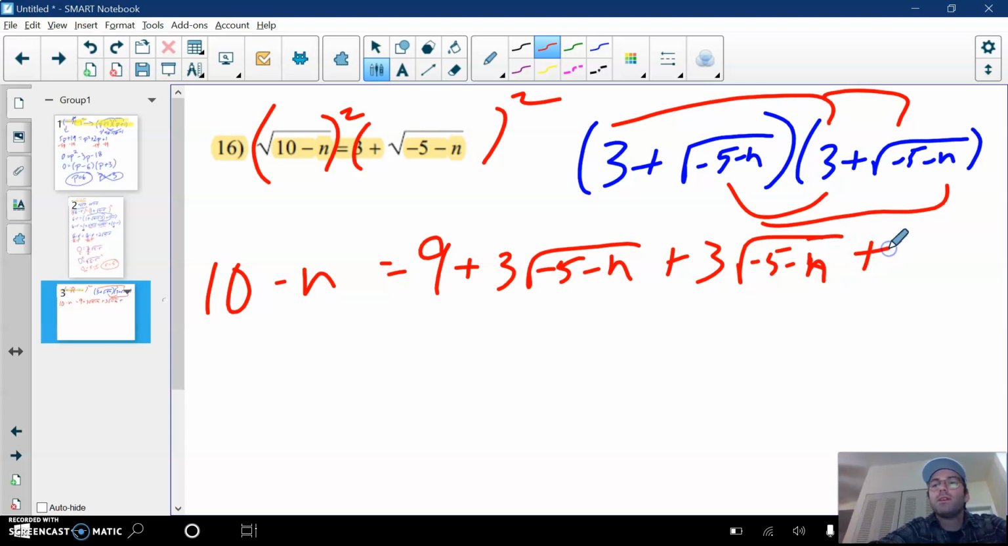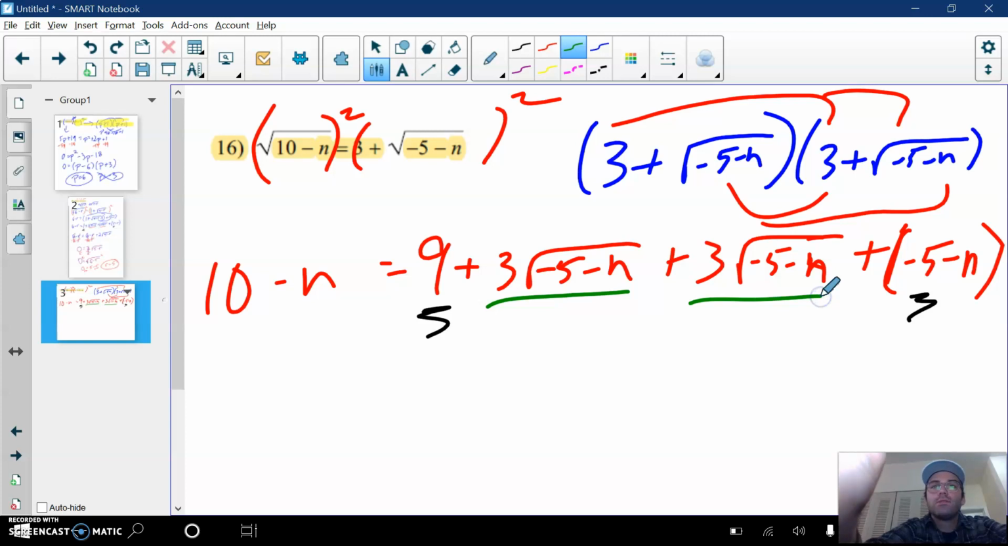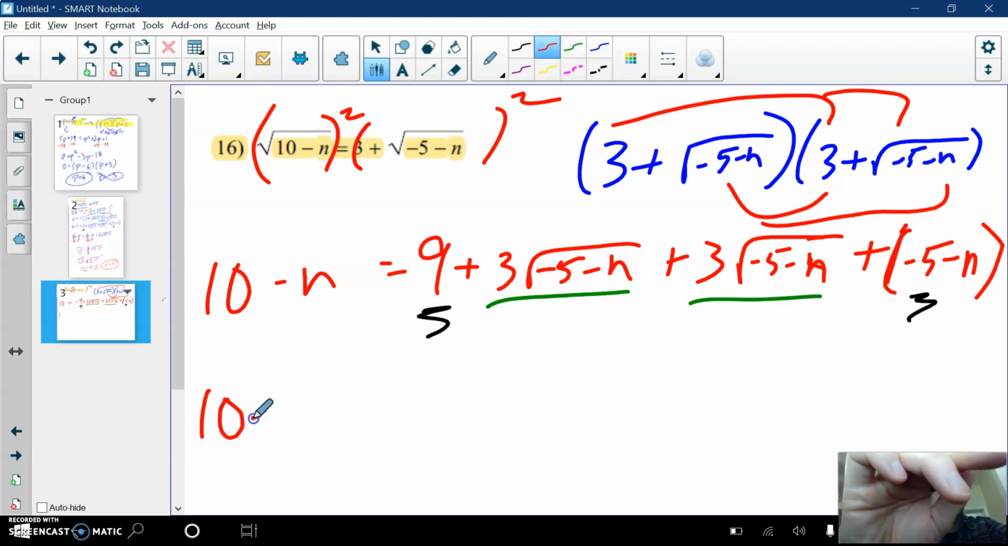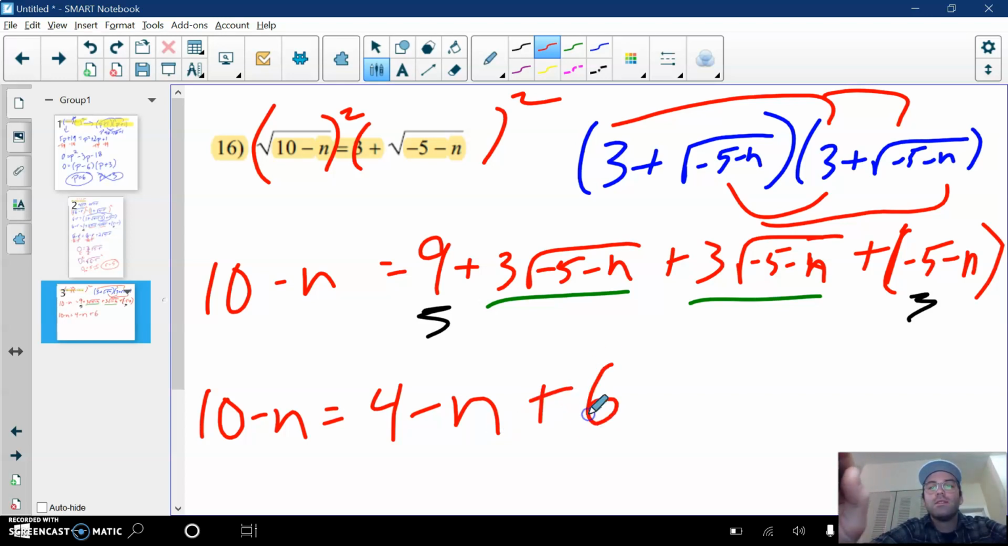And then remember, if I multiply something that's by itself in the square root, the square root drops out, and whatever is inside is left over. There you go. Combine my like terms on the right. I have 9 and I have negative 5. This and this go together as well. So 10 minus n stays the same. 9 and negative 5 gives me 4 minus n plus 6 square root of negative 5 minus n.